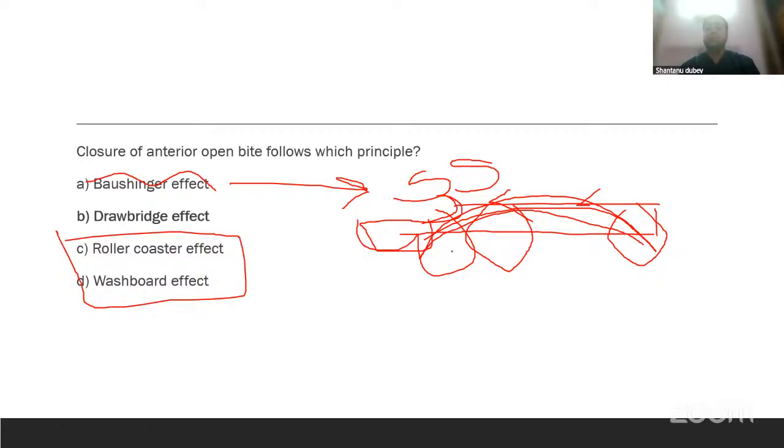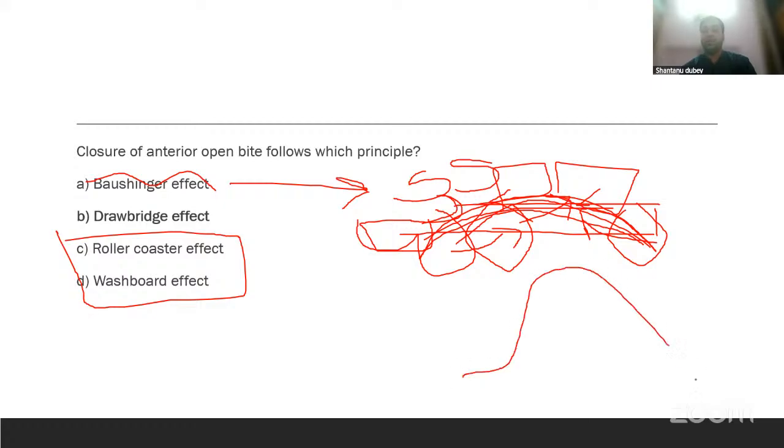So why? Because whenever forces are being applied, there's mesial tipping of the molar, mesial tipping of the second premolar, and distal tipping of the canine. Hence the wire has a curve, so it looks like you can drive a roller coaster on it. Remember the roller coaster rides, it goes like that. Similarly the wire goes and the teeth also go, so they fall into the extraction space. Imagine they are tipping into the extraction space.